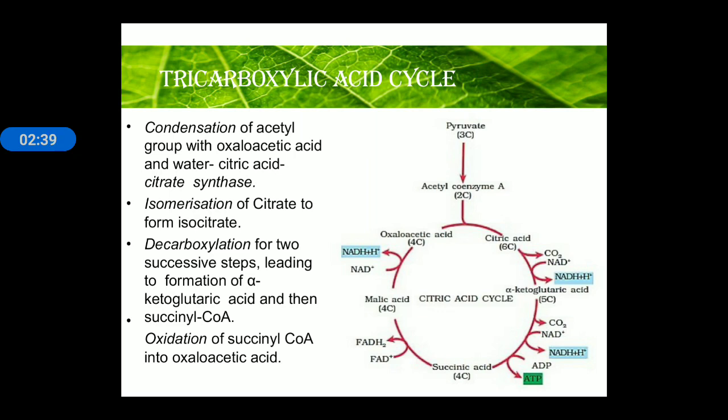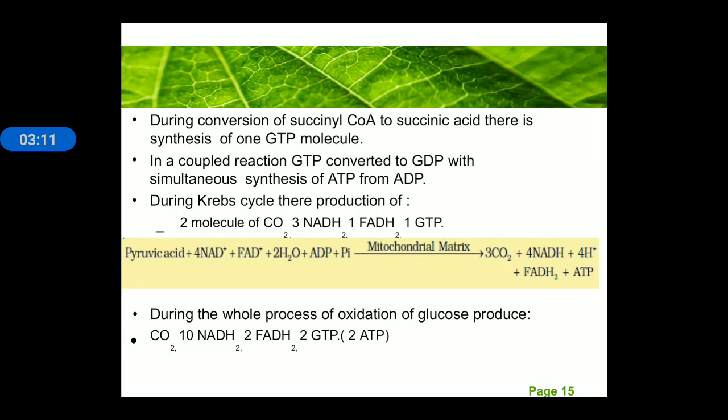First, condensation of the acetyl group with oxaloacetic acid and water takes place with the help of the citrate synthetase enzyme, and citric acid will form, and citrate will be further converted into isocitrate. Here decarboxylation will take place. Decarboxylation means carbon dioxide is removed, and it will lead to the formation of alpha ketoglutaric acid, which is further converted into succinyl coenzyme A. Succinyl coenzyme A is further converted into succinic acid, and with the help of energy currency it will further enter the Krebs cycle again.